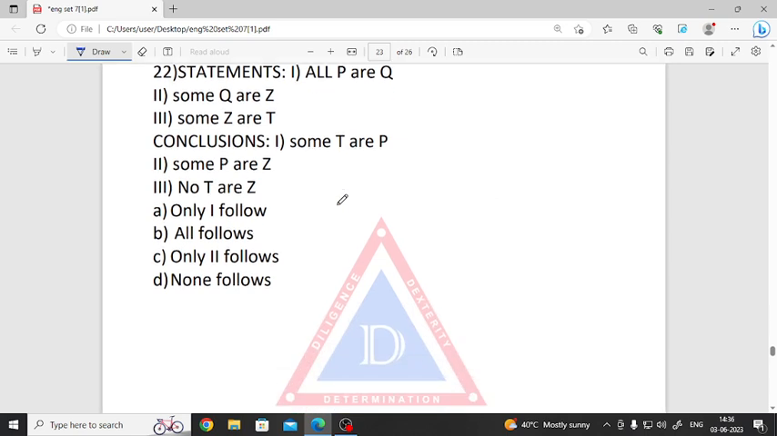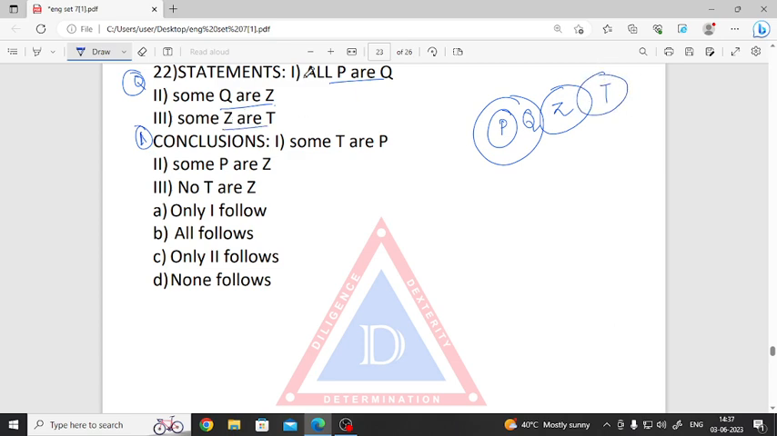Okay, again it is about statements and conclusion. So what is given? All P are Q. Then some Q are Z. Then some Z are T. Let's make the possible diagram. This is the possible diagram. Statement completed. Then what is the conclusion?